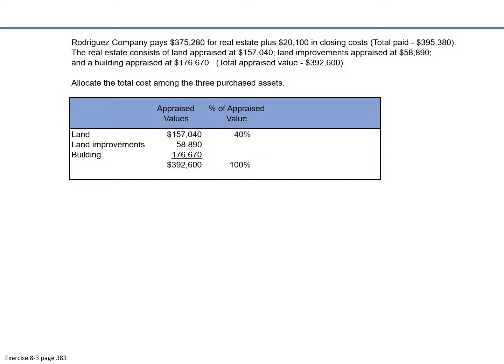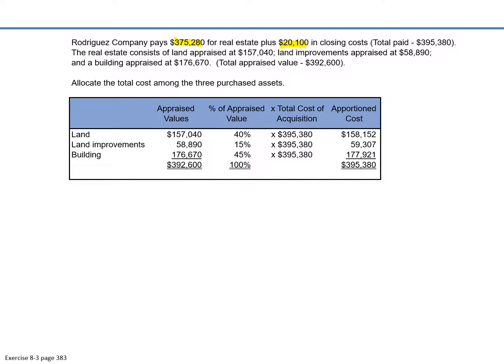Let's back up. If we take each as a percentage of the total, the land ends up being 40%, land improvements 15%, and building 45%. Then you take each of those percentages times the $395,380, which is the $375,280 for the real estate, plus the $20,100 for the closing costs. Take that total times each of the appraised value percentages, and your portion cost becomes this.